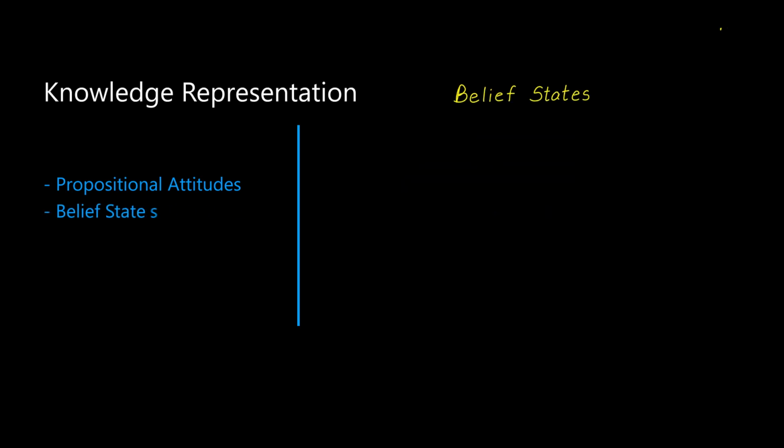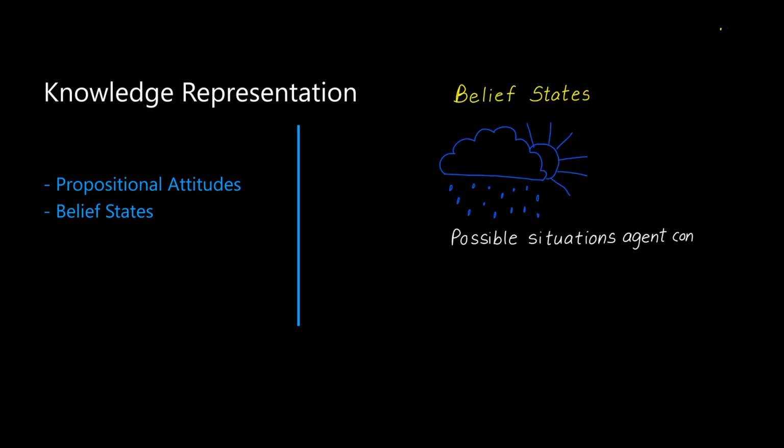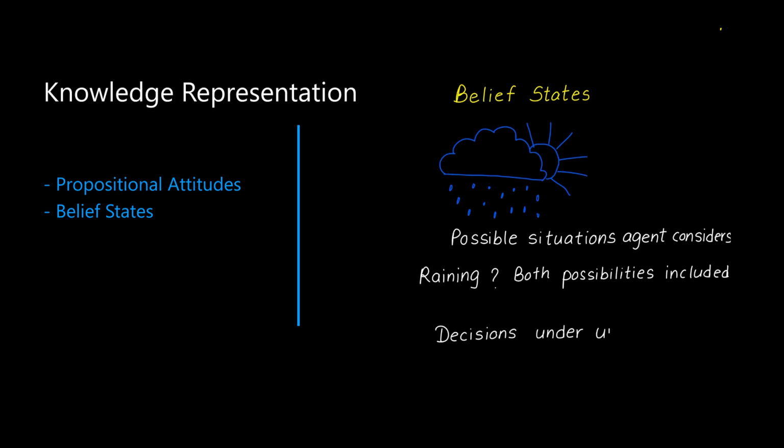Belief states represent possible situations an agent considers when making decisions. If you don't know whether it's raining, your belief state includes both possibilities. Decision-making under uncertainty requires reasoning about belief states rather than single certain states.